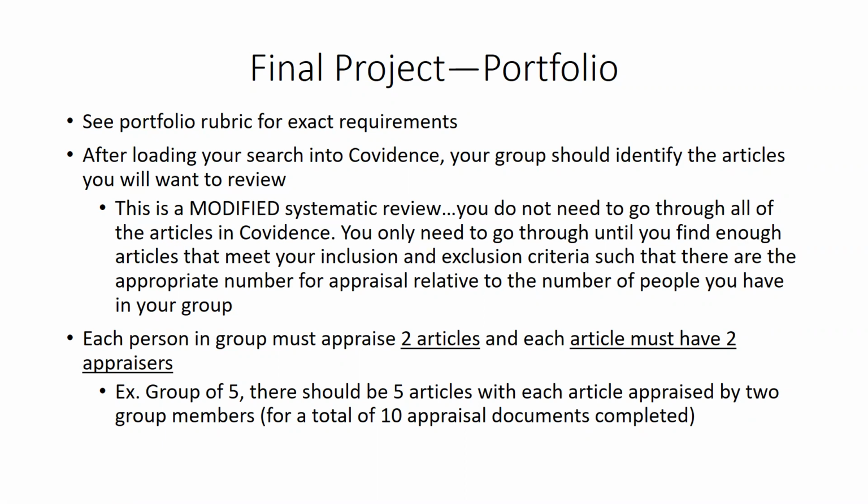So for example, if you had a group of 5, you need to find 5 articles, and each article will then be subsequently appraised by 2 group members.